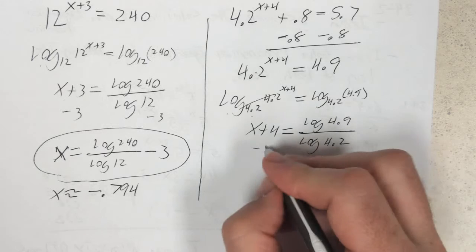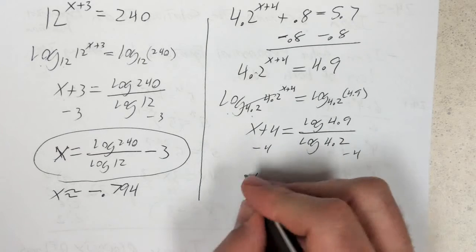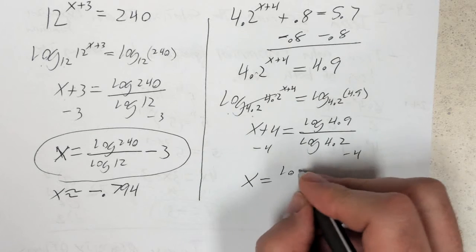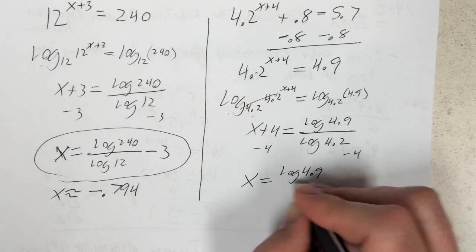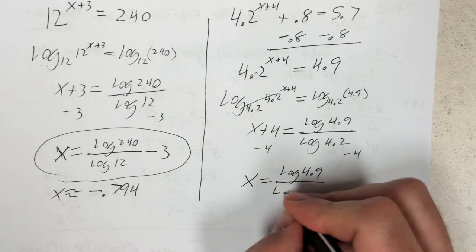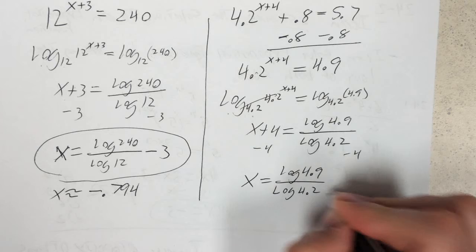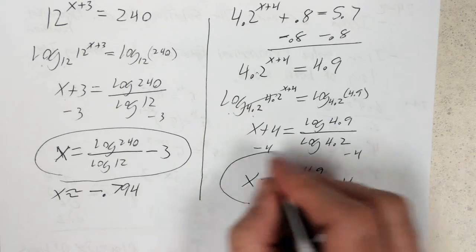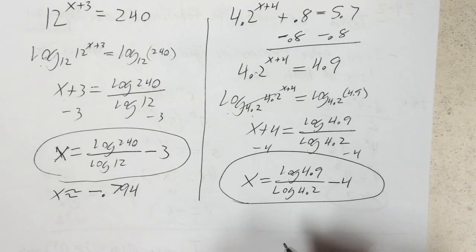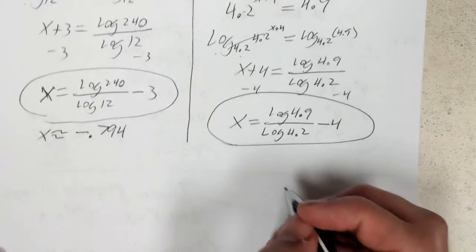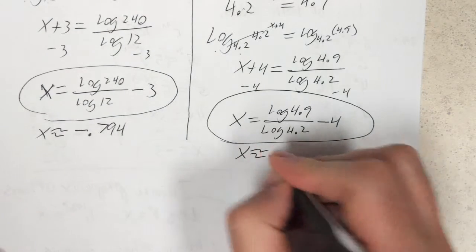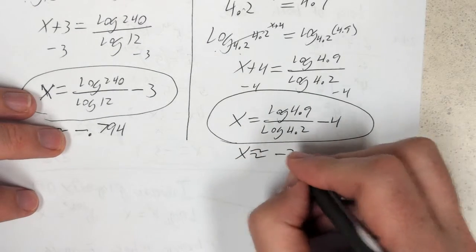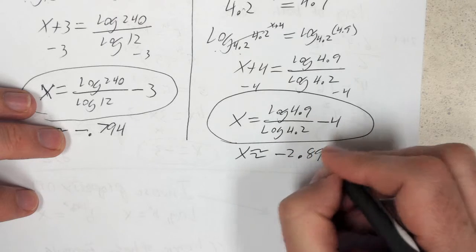and now we're going to subtract 4, x is equal to log of 4.9 divided by log of 4.2 minus 4. All right, there's our final statement. And then if we take it and plug it in the calculator, we get x is approximately negative 2.893.